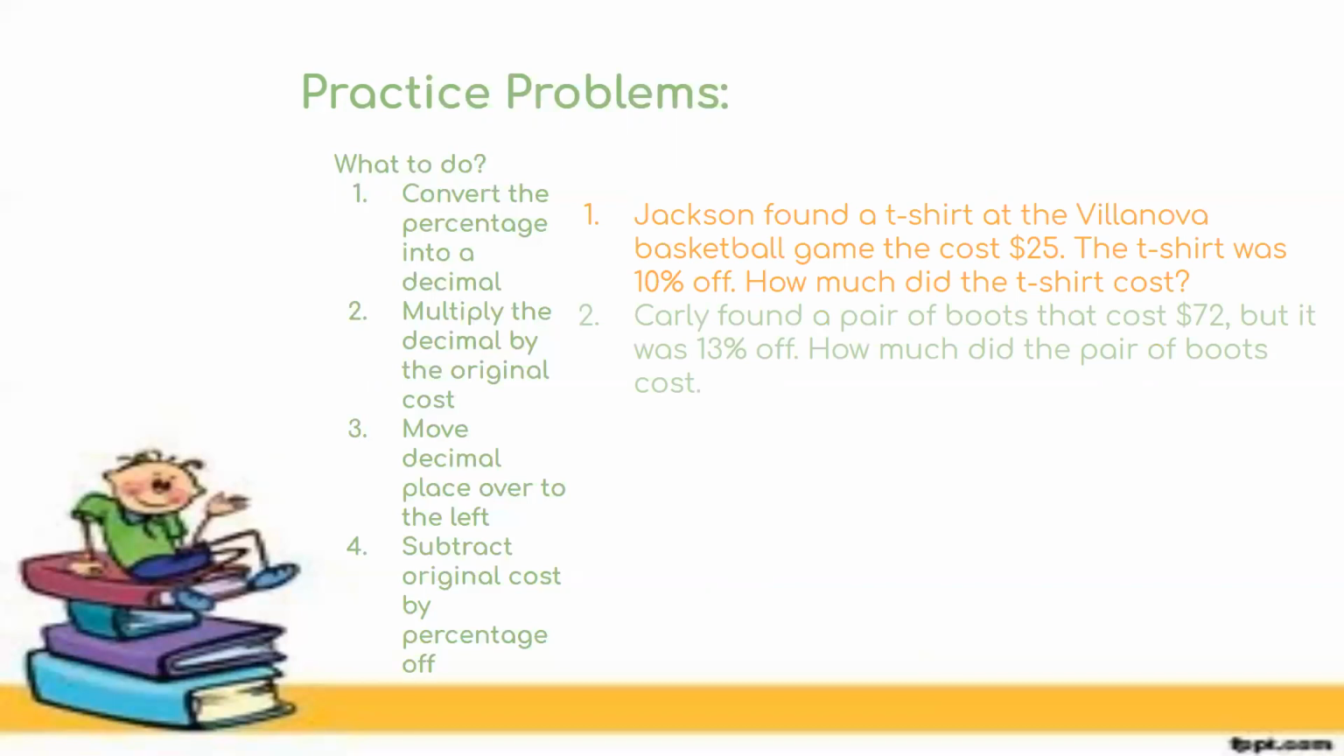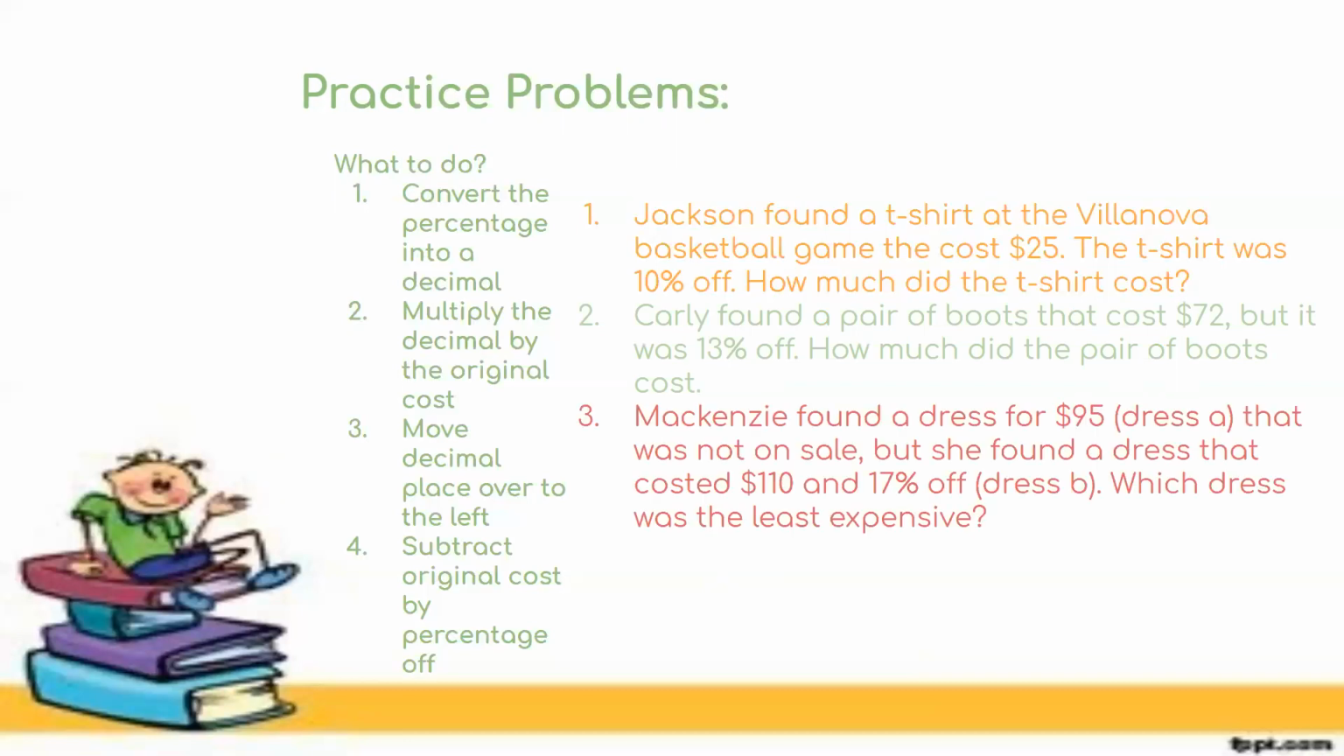The second problem is Carly found a pair of boots that cost $72, but it was 13% off. How much did the pair of boots cost? The last problem is Mackenzie found a dress for $95, which will be known as dress A, that was not on sale. But she found a dress that cost $110 and it was 17% off. This is known as dress B. Which dress was the least expensive?